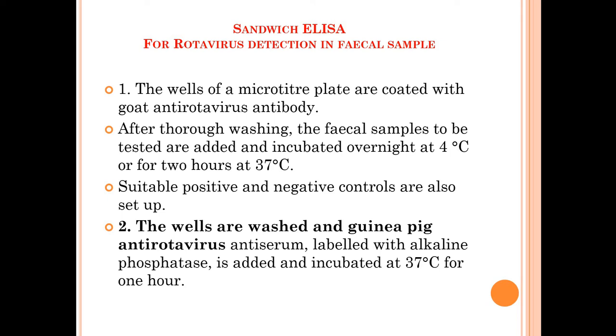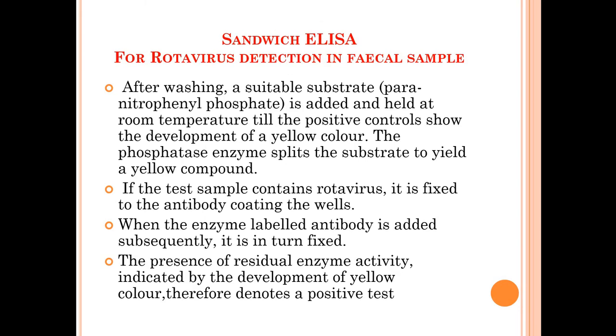As the name indicates, enzyme-linked immunosorbent assay. Enzyme is linked to what? Enzyme is linked or labeled to the antiserum, that is antibody. Antiserum contains antibodies, added and incubated at 37 degrees centigrade for 1 hour. After washing, a suitable substrate is added. When the enzyme is added, we need to add the suitable substrate. Here, for alkaline phosphatase, the substrate used is para-nitrophenyl phosphate. You remember this for MCQ. For alkaline phosphatase enzyme, the substrate used is para-nitrophenyl phosphate.